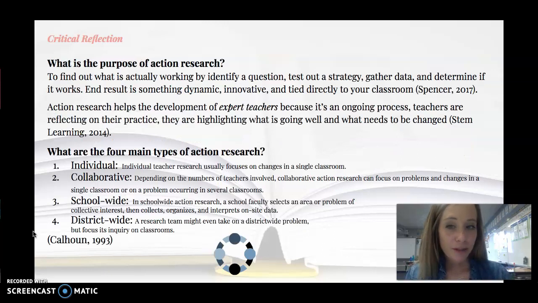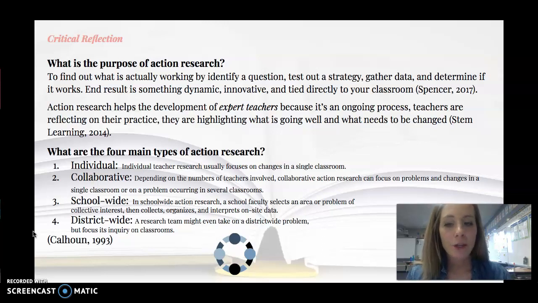What is the purpose of action research? Well, the purpose is to find out what is actually working by identifying a question, testing out a strategy, gathering data, and then determining if it works. So the end result is something dynamic, innovative, and tied directly to your own classroom. Action research helps the development of expert teachers. Because it's an ongoing process, teachers are reflecting on their own practice, and they're highlighting what's going well and what needs to be changed.